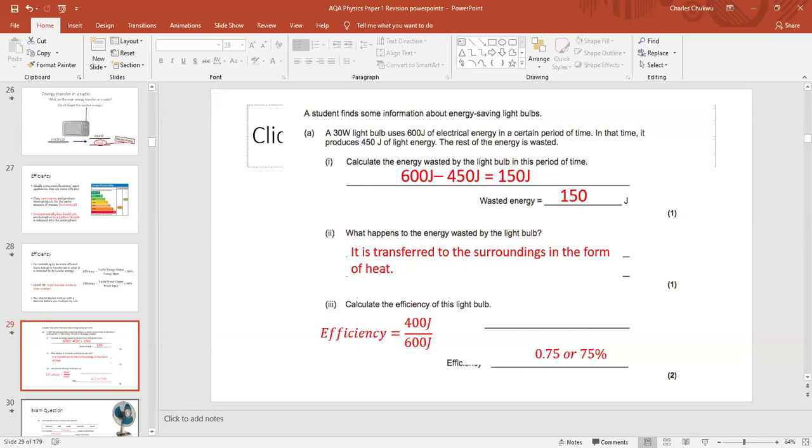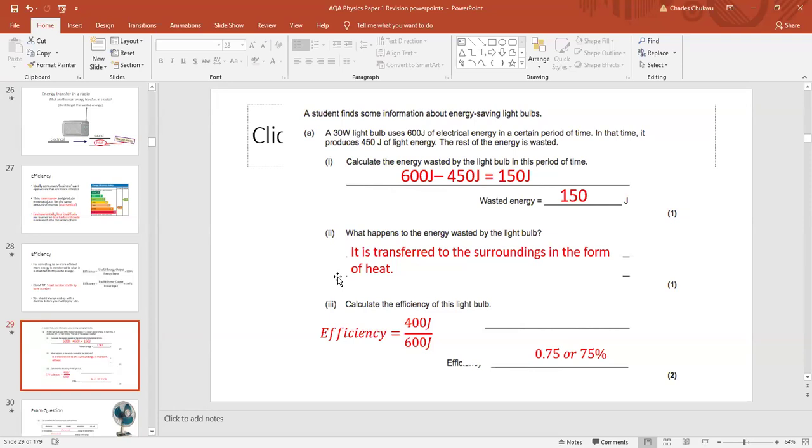Question, calculate the energy wasted by the light bulb in this period of time. Remember, it produces 450 joules of light energy. Meanwhile, the electrical energy that went into it was 600 joules. So that means there was a loss of what? 150 joules. The next question says, what happens to the energy wasted by the bulb? We already concluded. It's transferred to the surroundings in the form of heat.